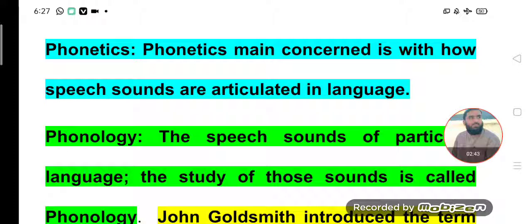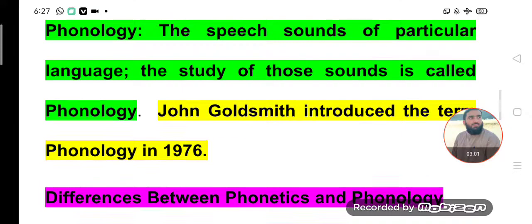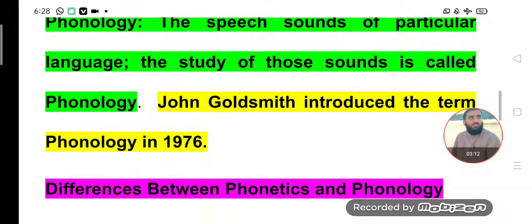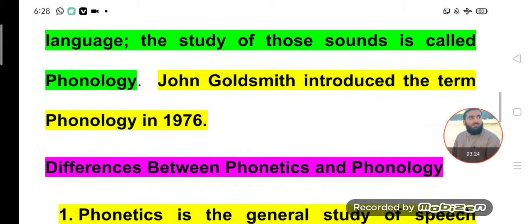Now, the definition of phonetics. The main concern of phonetics is how sounds are articulated in language. And phonology is the study of the speech sounds of a particular language. So phonology is the study of speech sounds of a particular language. Dear students, the term phonology was introduced by John Goldsmith in 1976, okay?